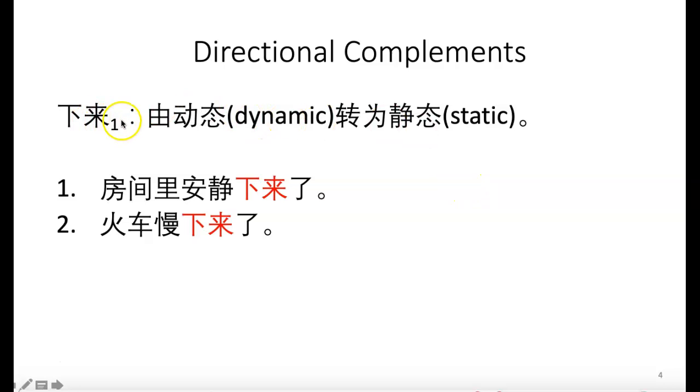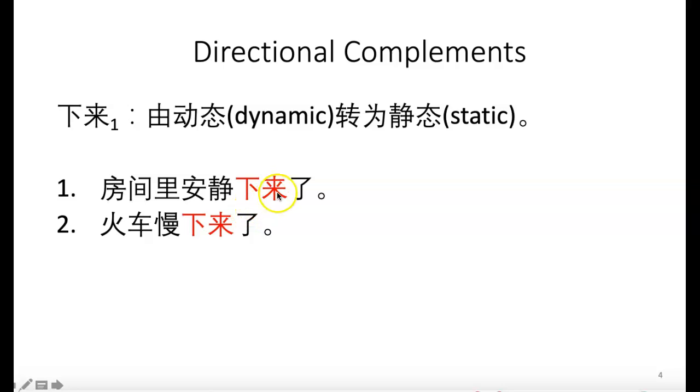好，那我们现在再看另一个 directional complement 下来，我们先看例句。第一个句子，房间里安静下来了。So the room quieted down. Before, probably there were a lot of things going on in the room. People moving around, or pets, or a lot of events. So it was quite noisy. But now it quieted down. 好，那我们看第2个句子，火车慢下来了。So the train before moved really fast, but now slowed down.